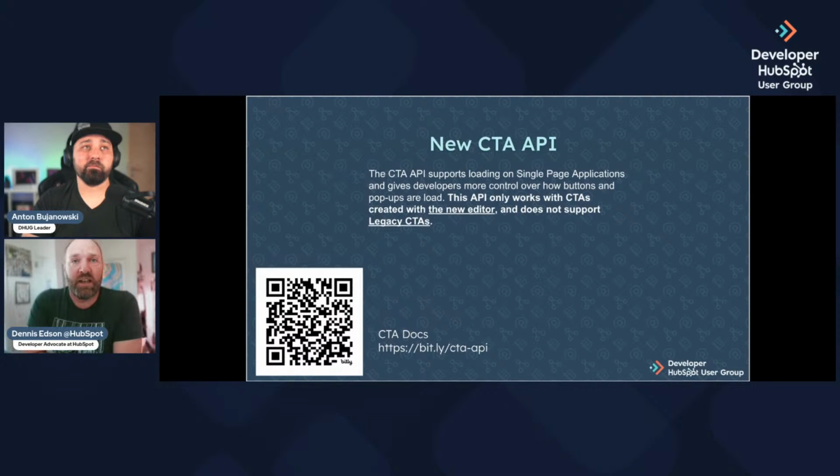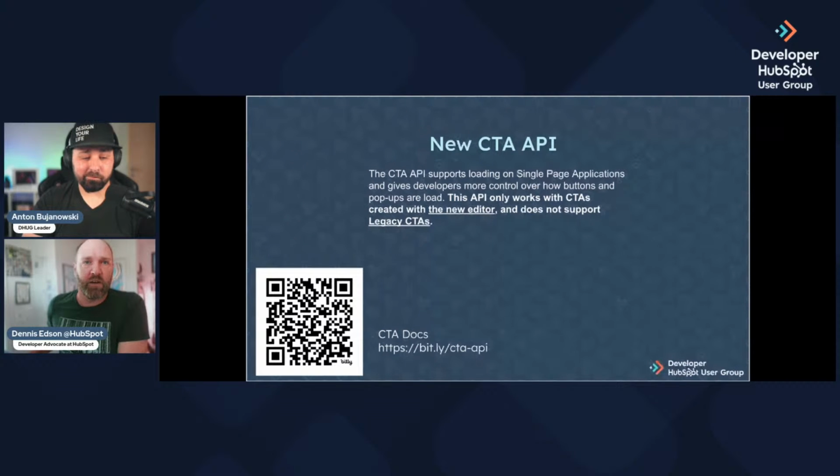Coming up next, let's go ahead and get on this actual slide. We got a new CTA API. Yeah, you can add this to your SPA apps, your single page applications. And this just came out, I think, 2 days ago. So these links down here are to the documentation. Go check it out. It's really cool. Big note here that this only works with the new editor, not the legacy CTA. So check that out.